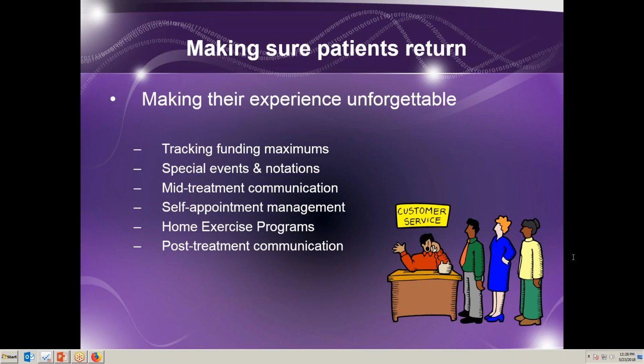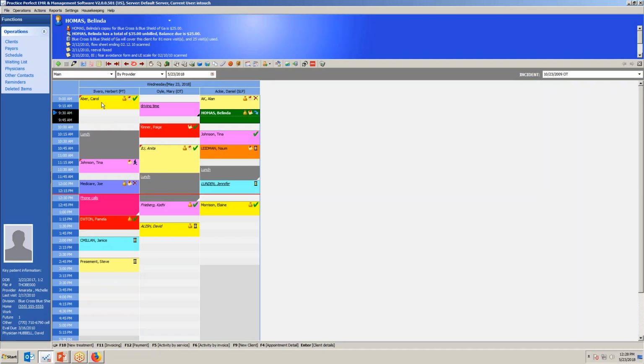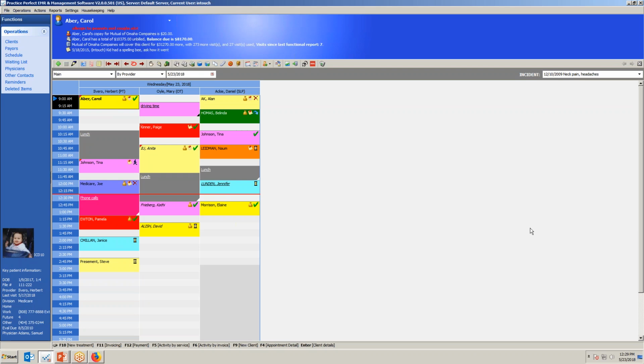Okay, so we're going to start with tracking funding maximums. Again, most of you are using this already. This is the ability for you to put in what the patient has been approved for and letting them know when they're approaching the end of that funding maximum. And I would hope that the majority of you are doing this already. That's what this little guy up top here is all about.